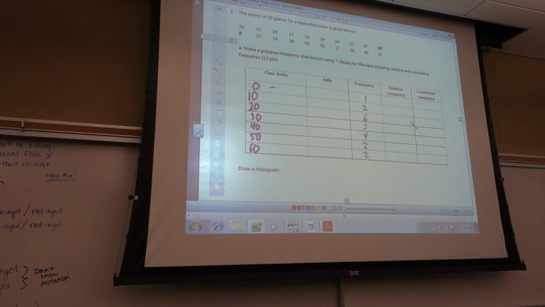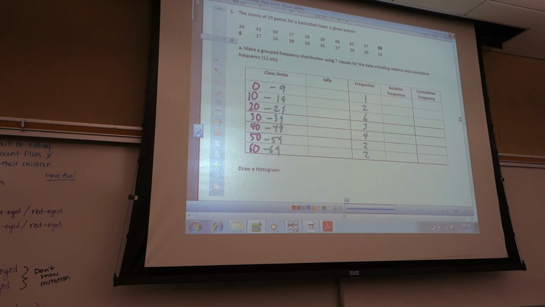Okay, so let's take a look. If my class width is 10, I'll start with my first lower limit of 0 and keep adding 10. Then I go back. What comes before 10? 9. What comes before 20? 19. You can see a pattern here: 29, 39, 49, 59, 69. And we have our frequencies.